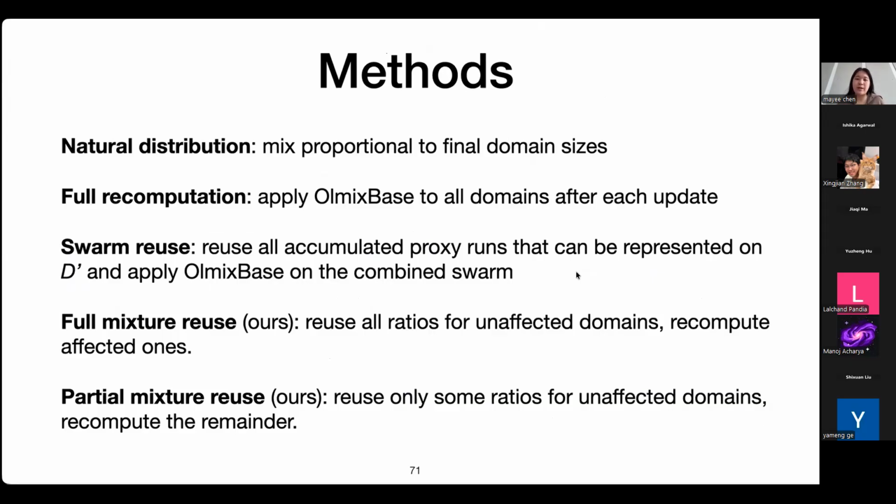So our main baseline is the natural distribution, which is just to mix proportional to the final domain sizes. So you can think of this mix as what is induced if you just concatenate all your data sets together and randomly, uniformly sample from that. We also consider full recomputation, which applies Olmix to all domains after each update. And so that's going to be very expensive, but hopefully have a good performance. Finally, we consider full mixture reuse and partial mixture reuse, which are our 2 methods.